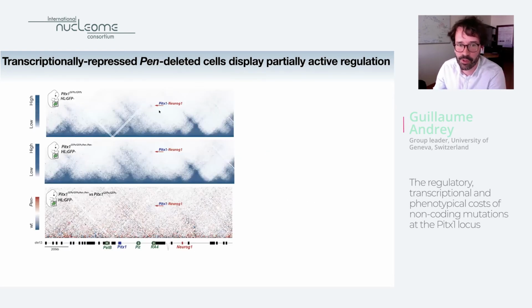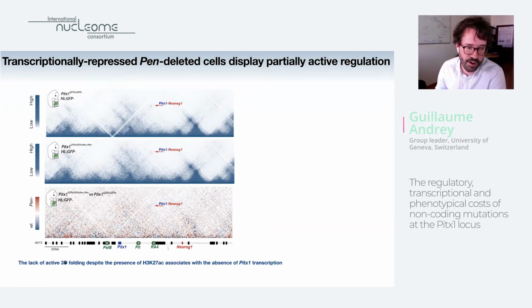And actually, if we look at the 3D structure of these cells, we see that they are still in a repressed state. They are basically completely identical between GFP negative wild type and GFP negative mutant. The two cells are completely identical here. So this means that there is a lack of active 3D folding, despite the presence of K27 acetylation, associated here with an absence of Pitx1 transcription.